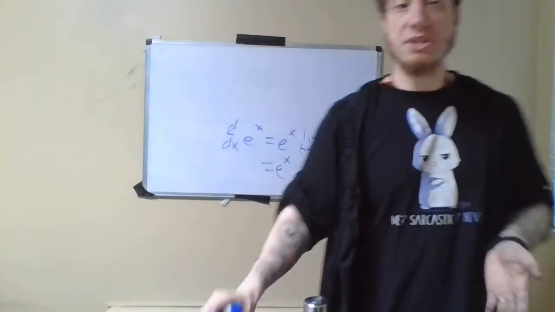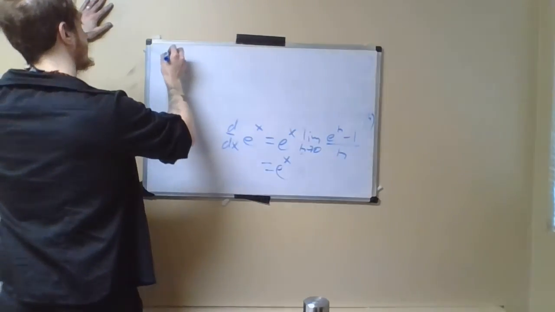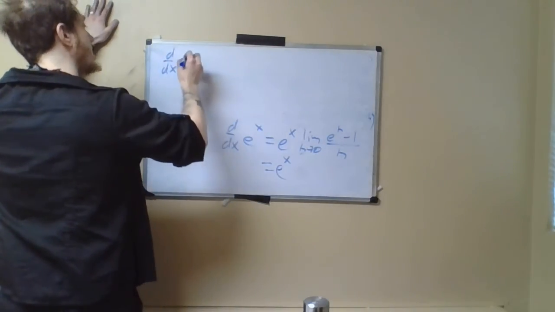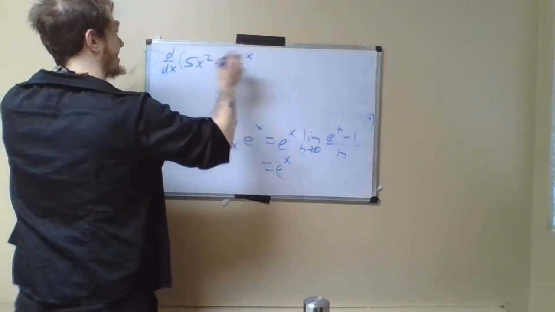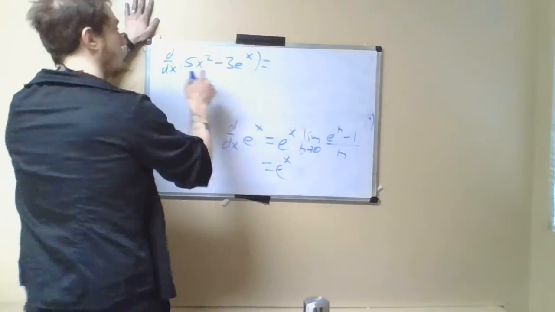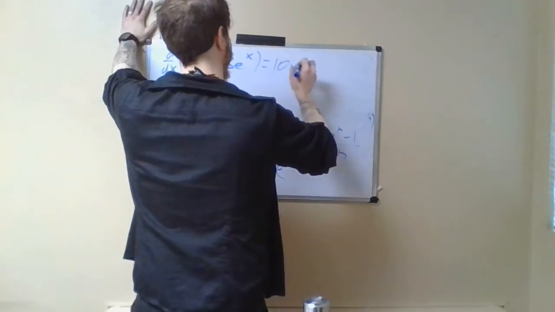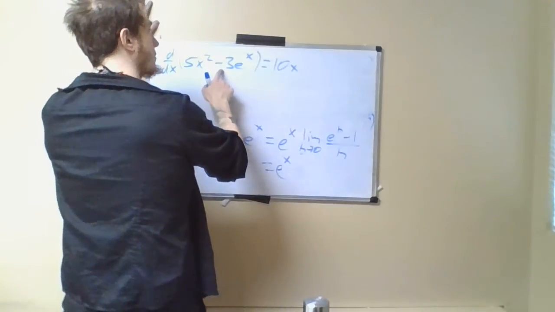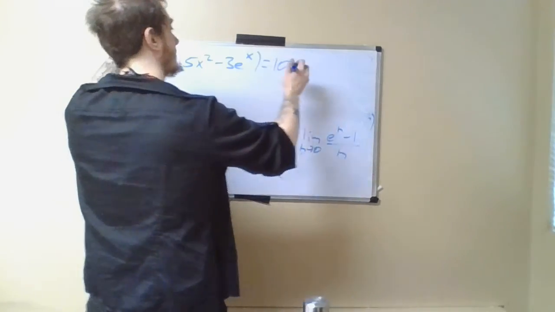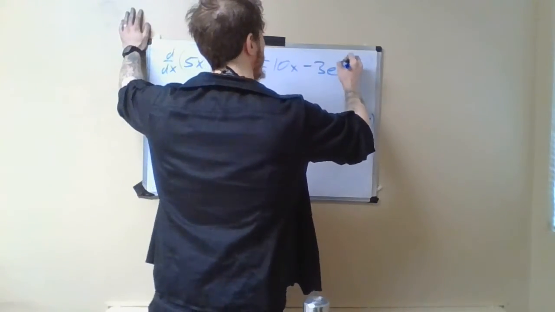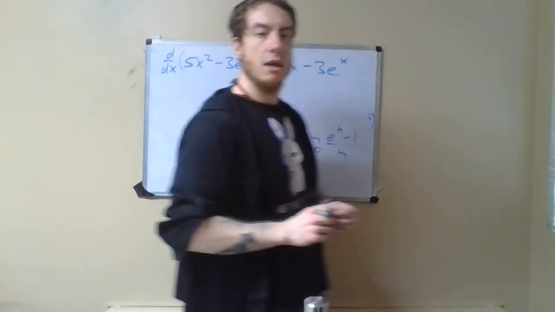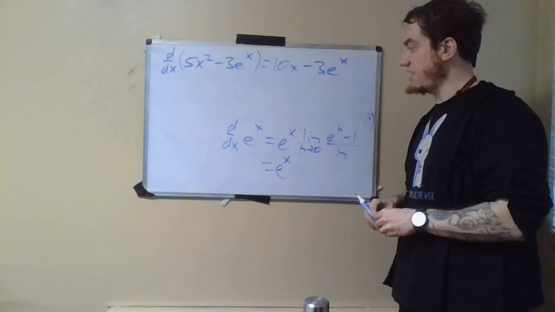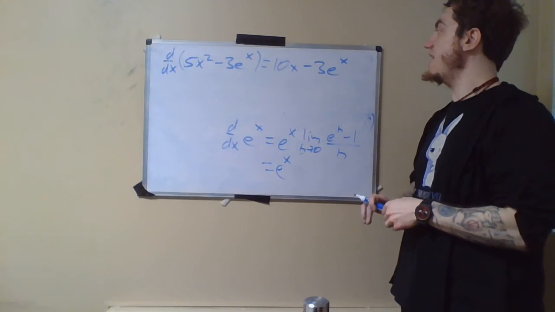So of course, we can put this together with the other rules that we've had so far, and we can do things like, what if I want to compute the derivative of 5x^2 - 3e^x? Well, the derivative of 5x^2 is 10x, and this is going to be minus 3 times the derivative of e^x, but that just remains minus 3 times e^x. And there we go. That pretty much takes care of everything we need to say about that.